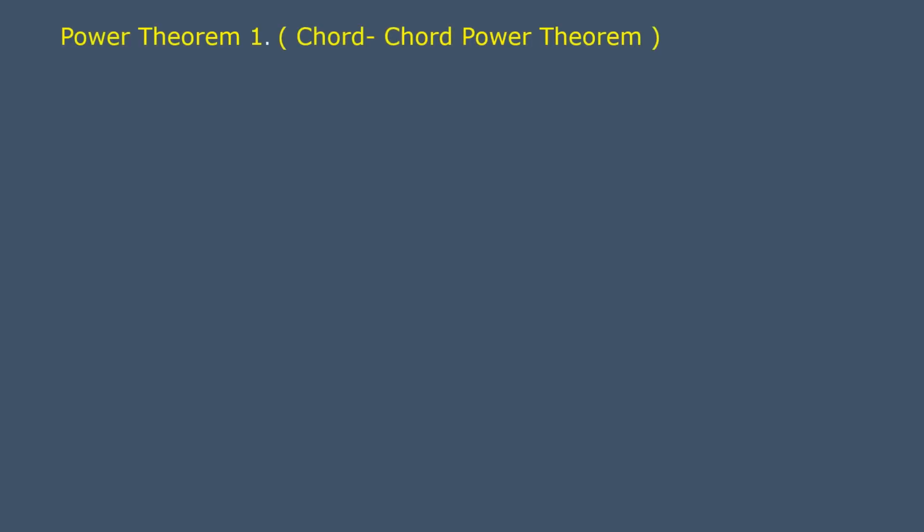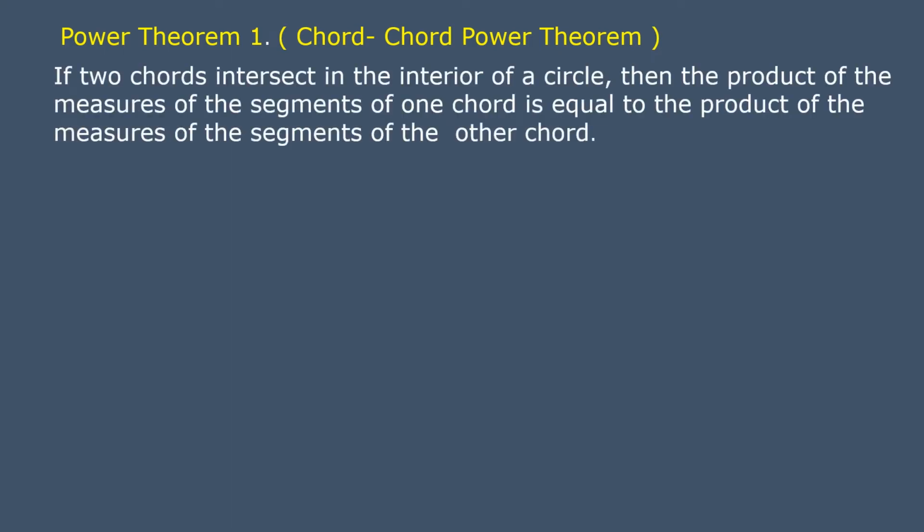Power Theorem number 1, the Chord Chord Power Theorem. Let us read the theorem. If two chords intersect in the interior of a circle, then the product of the measures of the segments of one chord is equal to the product of the measures of the segments of the other chord.